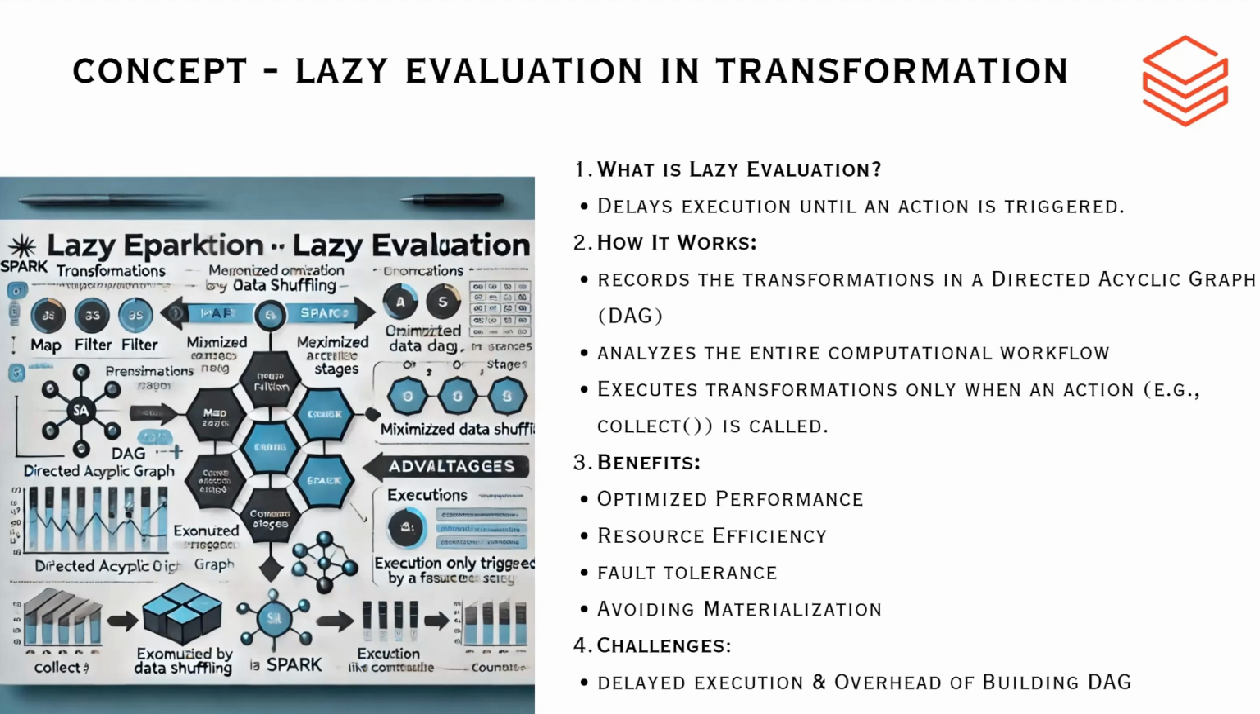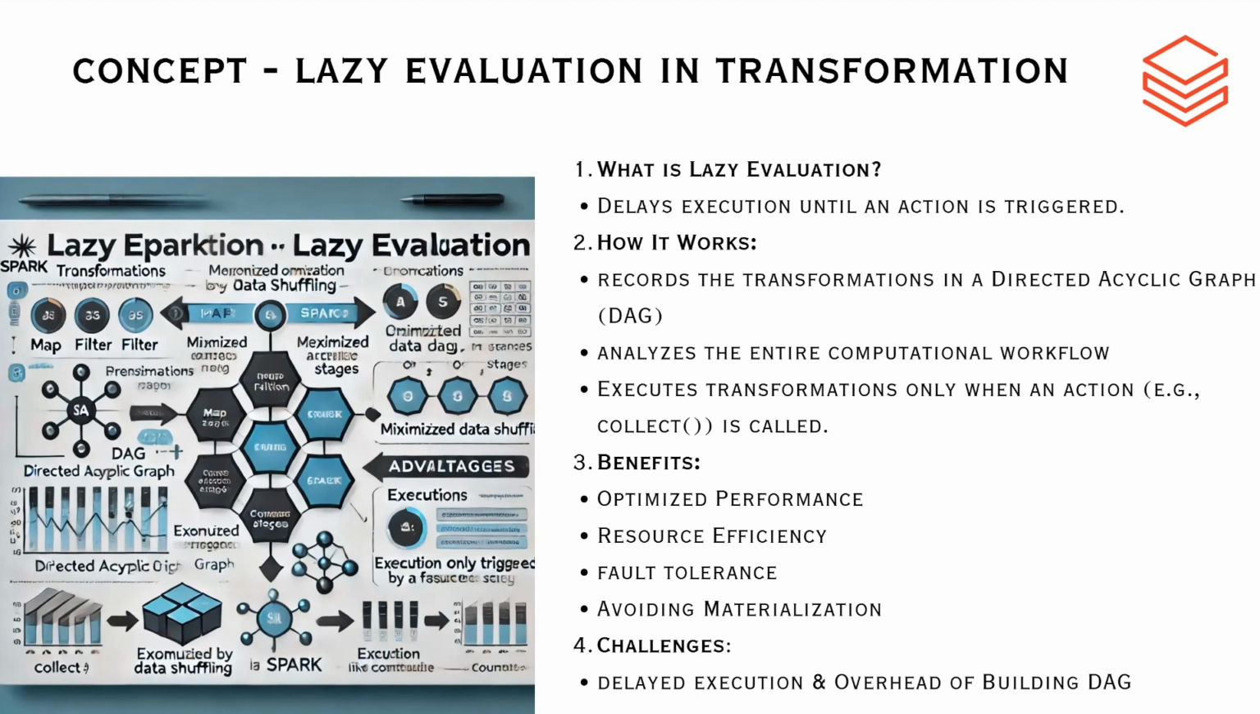Suppose, for example, you are performing a series of transformations like filtering or mapping on your data, then Spark will not execute them immediately until you call an action. If you are requesting the result with the collect function, then at that point Spark will go through this entire DAG. It will optimize the performance before the execution, and afterwards it will execute the transformations in the most efficient order, and then it will return the result.